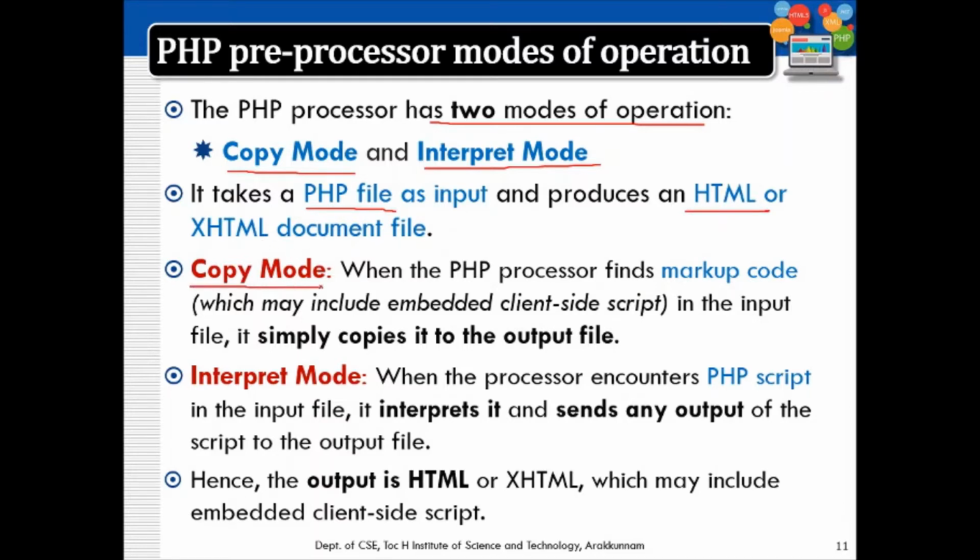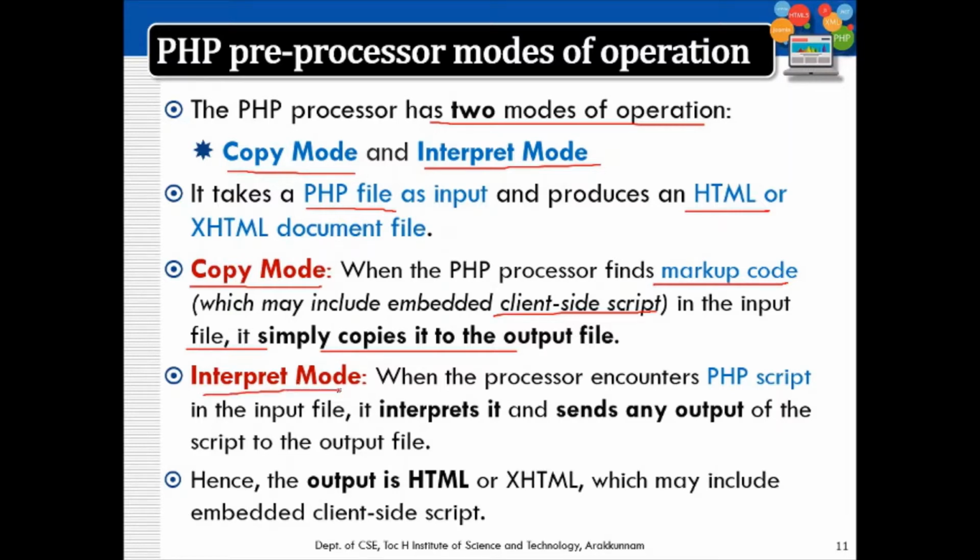The first mode is a copy mode. Copy mode just copies the markup code or client-side script like JavaScript to the output file directly. It simply copies that to the output HTML file.